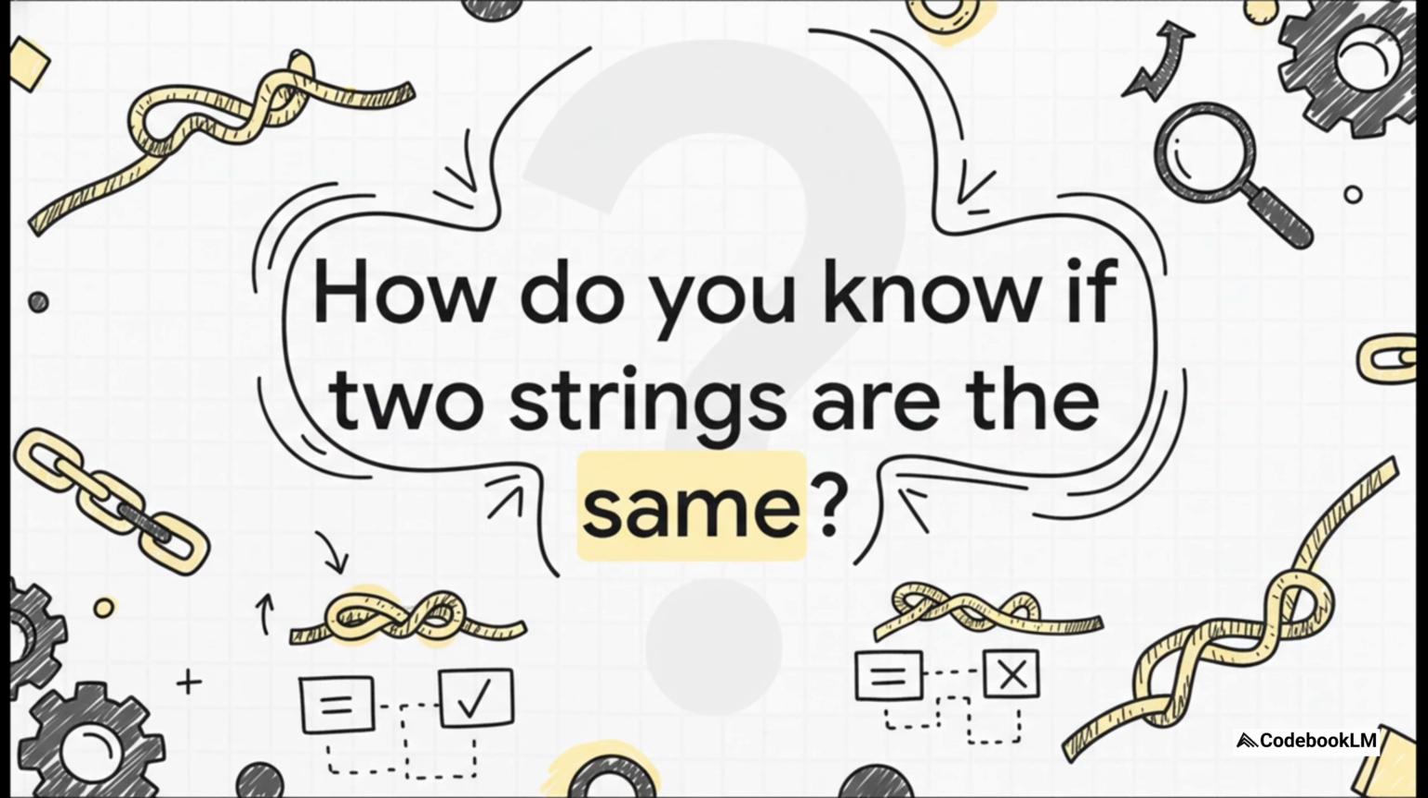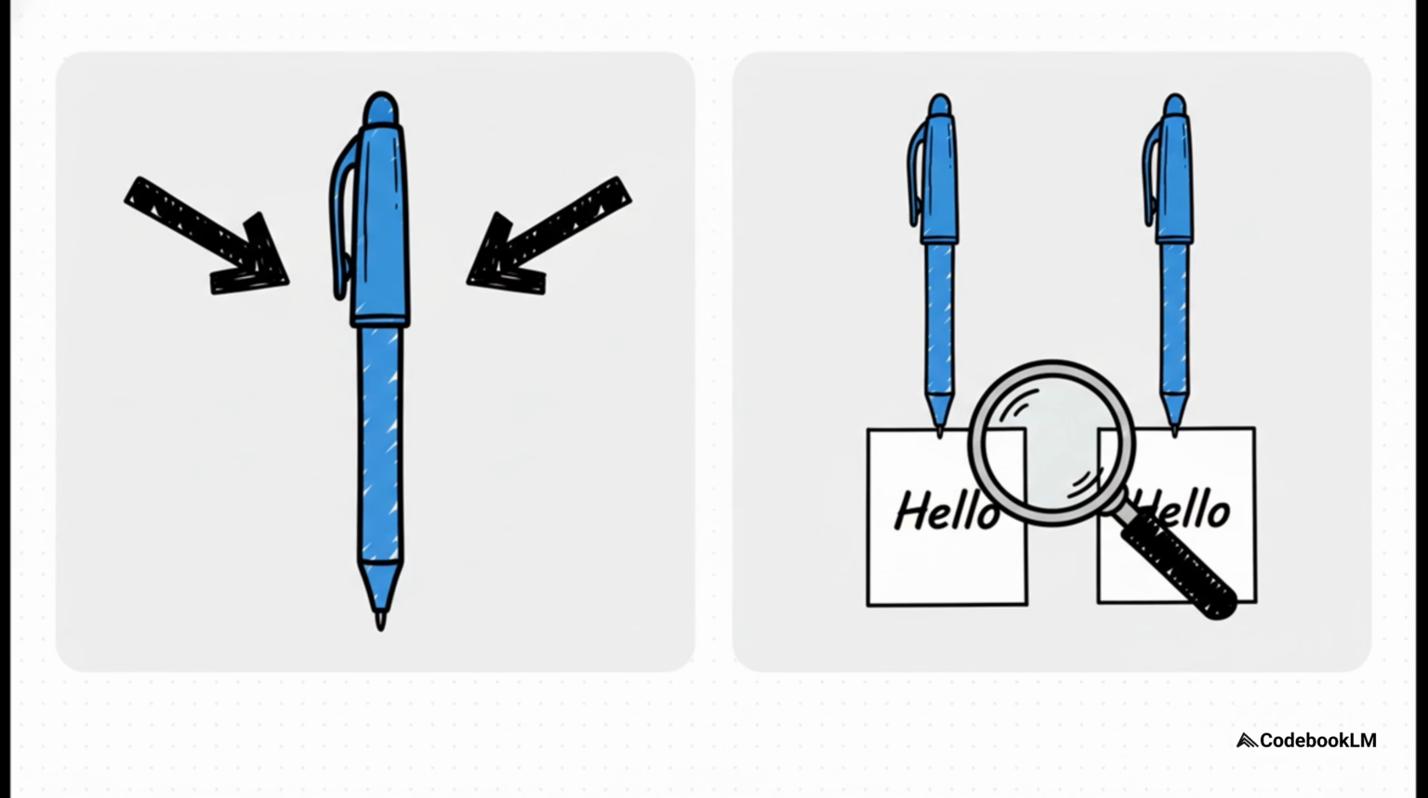Now, this next part, this is where so many new developers get tripped up. Let's say you have two different strings. How do you know for sure if they contain the exact same text? It sounds like a simple question, but the answer is a little tricky. This slide right here is absolutely critical.